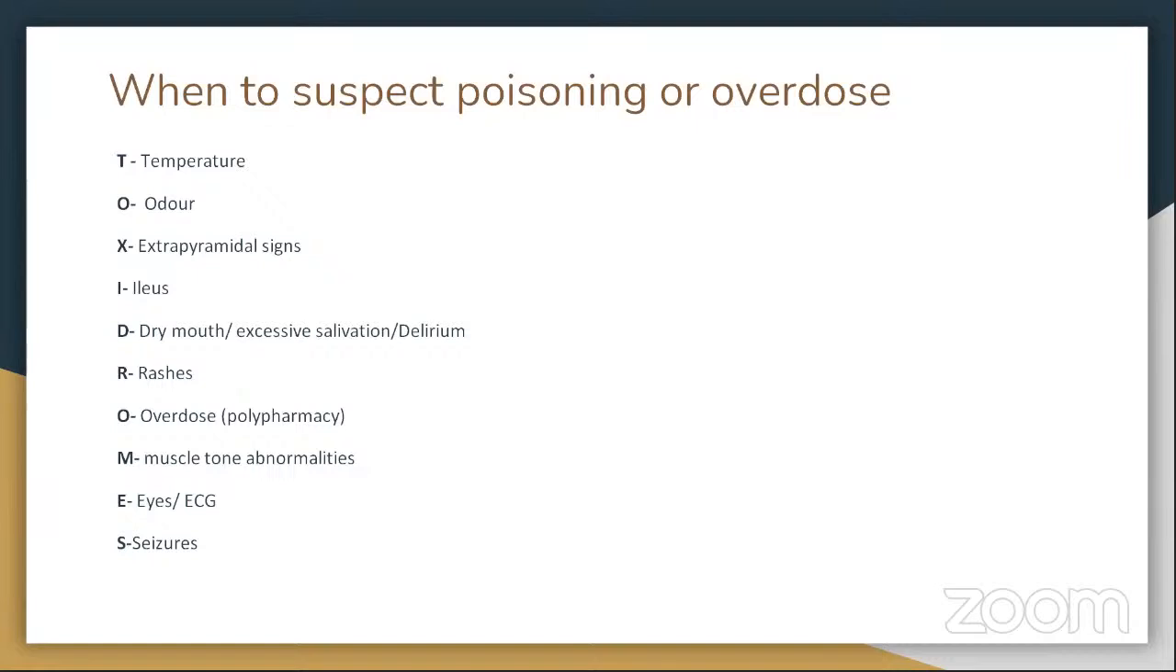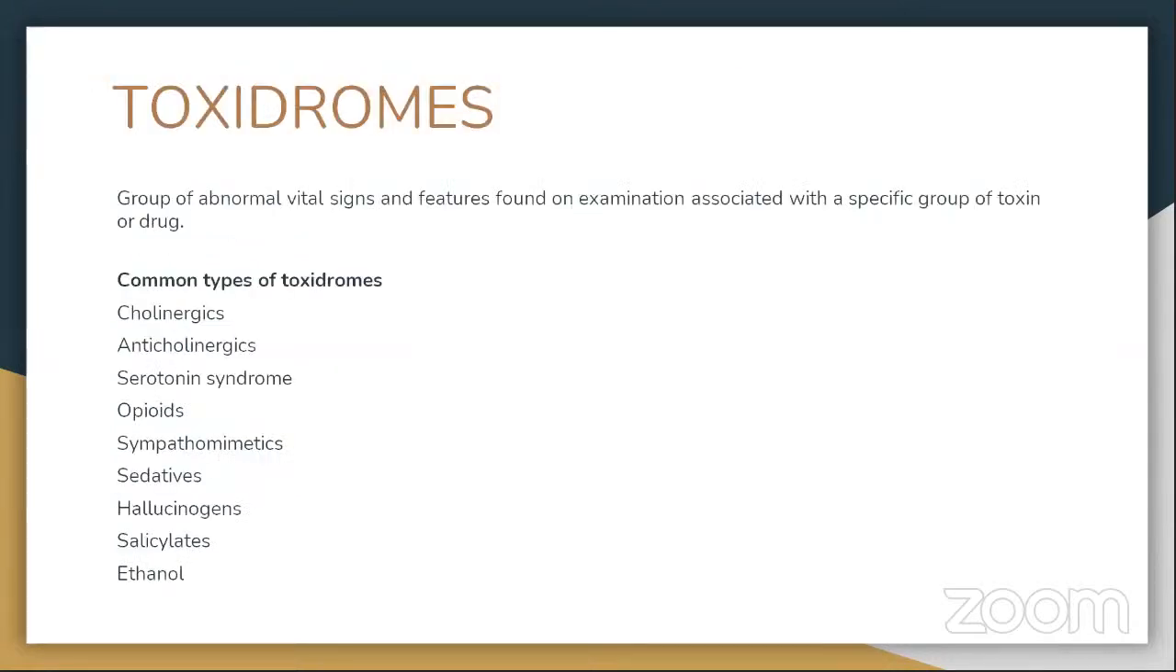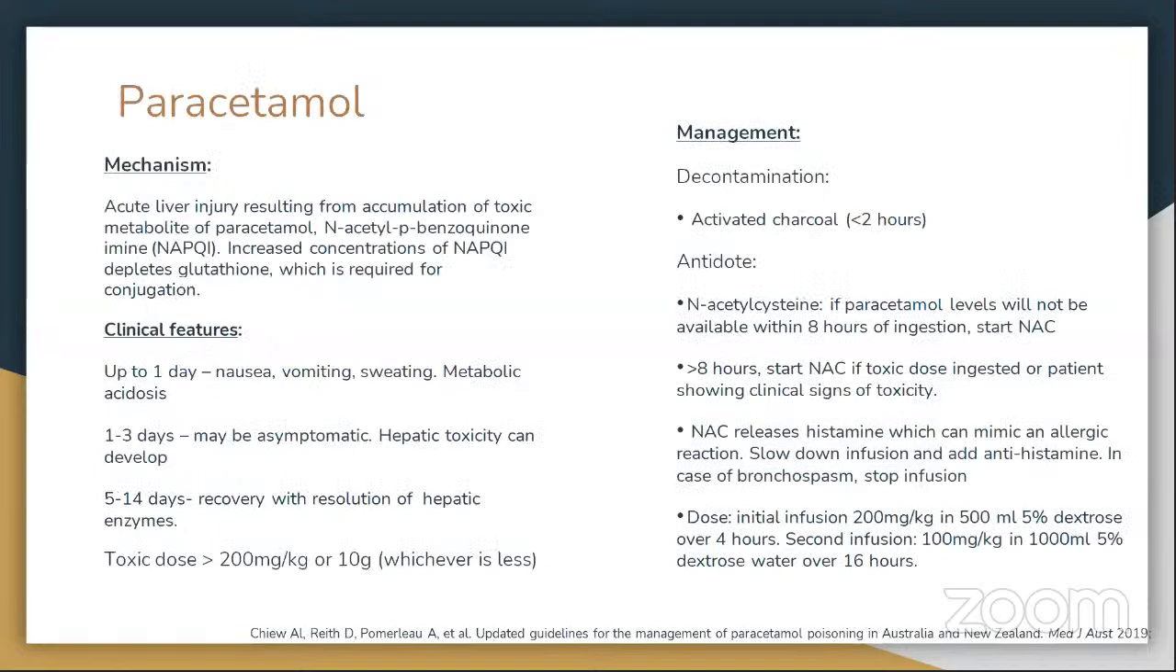ECG changes or seizures. Okay, so toxidromes, as mentioned before, are a group of vital signs and features found on examination associated with a specific group of toxins or drugs. We're going to go through these common types of toxidromes. We'll just do a quick overview of each one. Okay, so just looking at paracetamol.